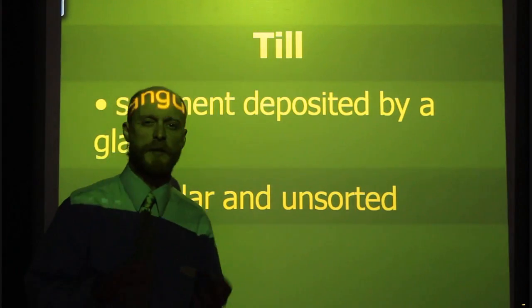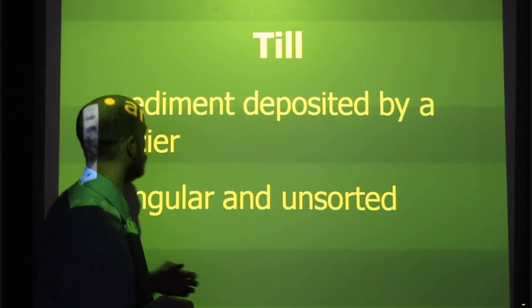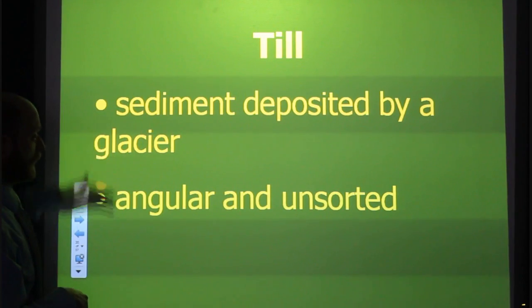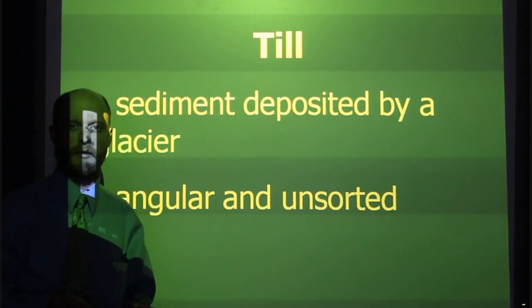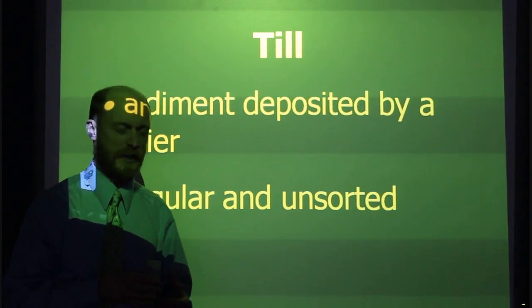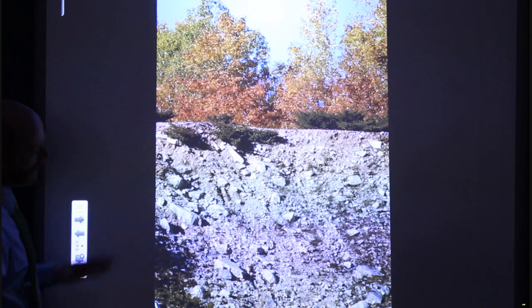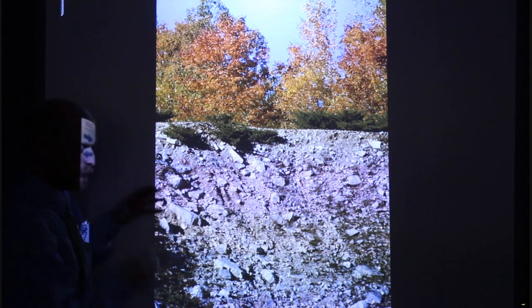Till. Now, till is a close-up of the sediment itself. This till is the sediment deposited by glaciers, and as I say right here, the pieces of it are angular and unsorted. So each piece is angular, and they're all kind of mixed together in different sizes. As you can see here, maybe you can see it here. I'm not sure how well this comes out. You can see it, angular, sizes are mixed.